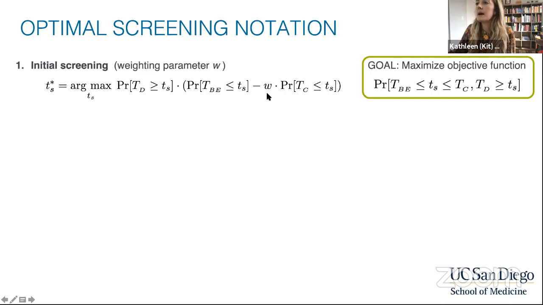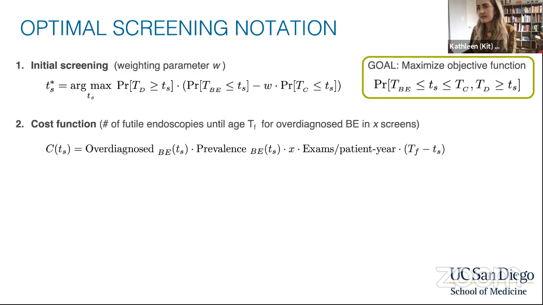And I also introduced this parameter W, because this is a proper probability here, but for an optimization problem, you don't need to have a proper probability. You could actually try and put extra weight on this cancer event not occurring by time TS by increasing this weight W. So it's a flexible framework to meet the need of what you expect the tolerable risk to be in a population. The second thing we'll talk about is costs.